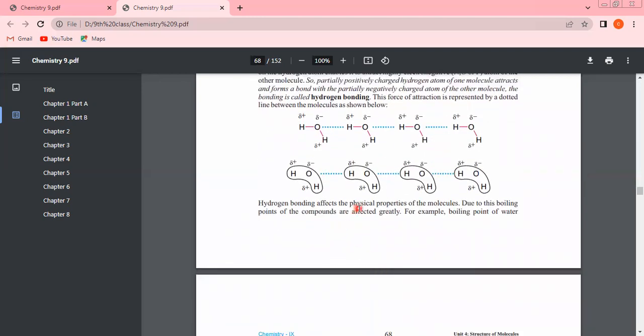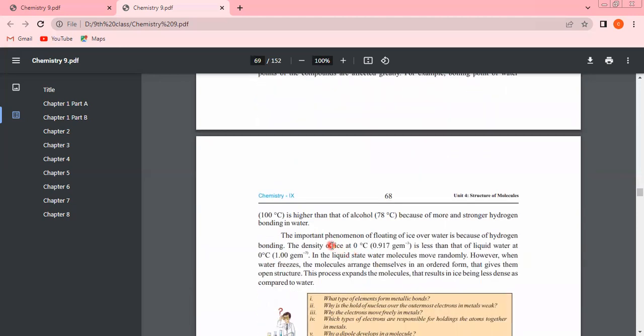Hydrogen bonding affects the physical properties of the molecules. Due to this, boiling points of the compounds are affected greatly. For example, the boiling point of water, 100 degrees, is higher than that of alcohol, 78 degrees, because of more and stronger hydrogen bonding in water.